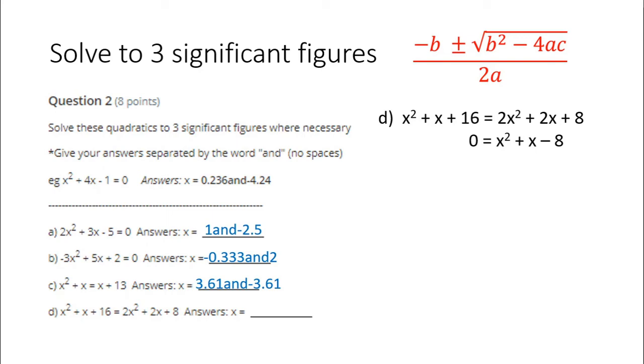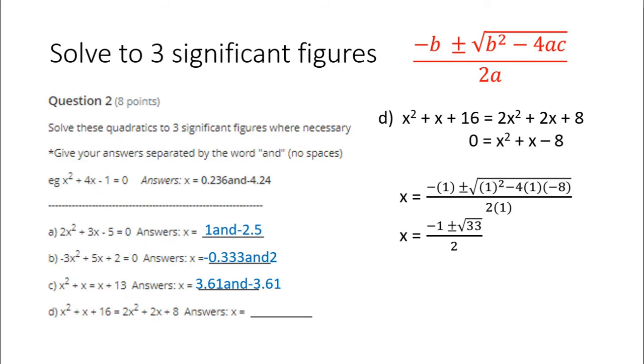Now I've got a quadratic where a is 1, b is 1, and c is negative 2. And I can use the formula. Simplifying that formula and solving that formula 2 times, once when I'm adding the square root of 33 and once when I'm subtracting the square root of 33. My answers are 2.37 and negative 3.37.